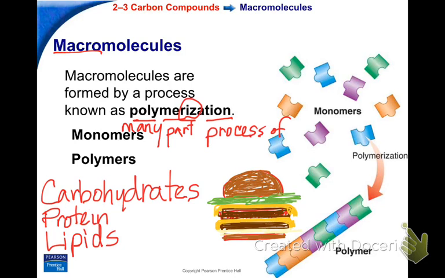Nucleic acids. We can't forget them. We don't want to forget about our nucleic acids. But they're really not forgotten. I mean, they're in our burger. They are, because nucleic acids are in the DNA that's in every single cell that we ingest when we eat our hamburger.